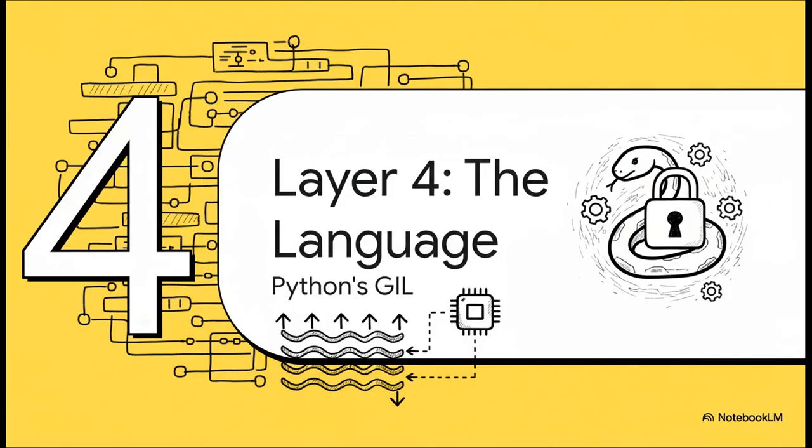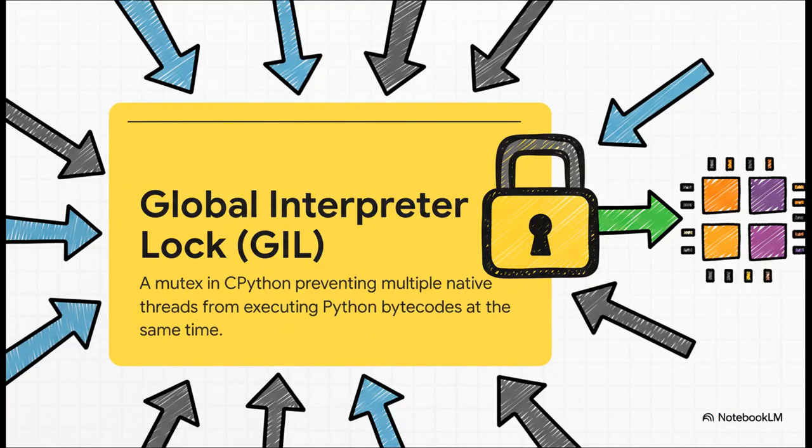Now, for our final layer, we are going right to the heart of it all, the programming language itself. And specifically, we're going to look at a really fundamental architectural choice in the Python language that has shaped how it works for decades. We're talking about the infamous Global Interpreter Lock, or the GIL. The best way to think about it is like a single microphone in a room full of people. Even if you have tons of people, or in this case CPU cores, ready to talk, only one person can hold the microphone and speak at a time.